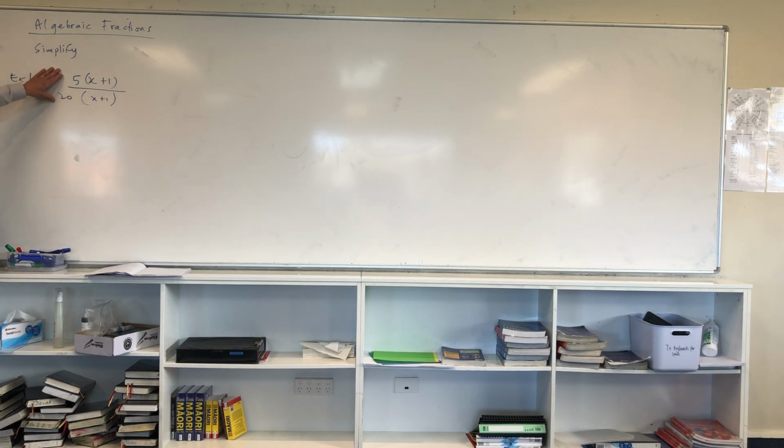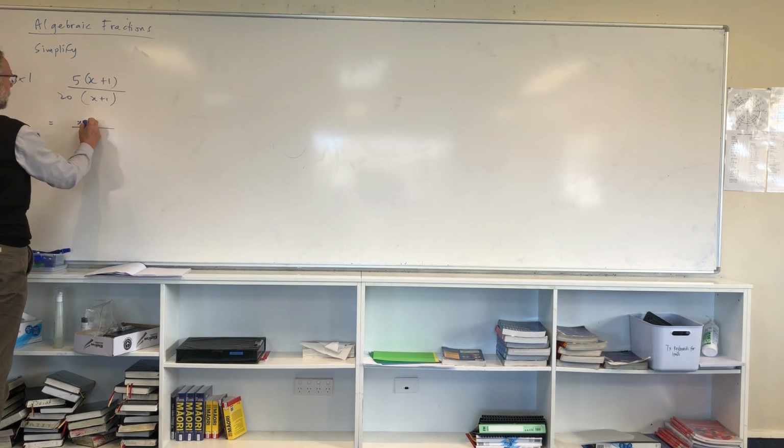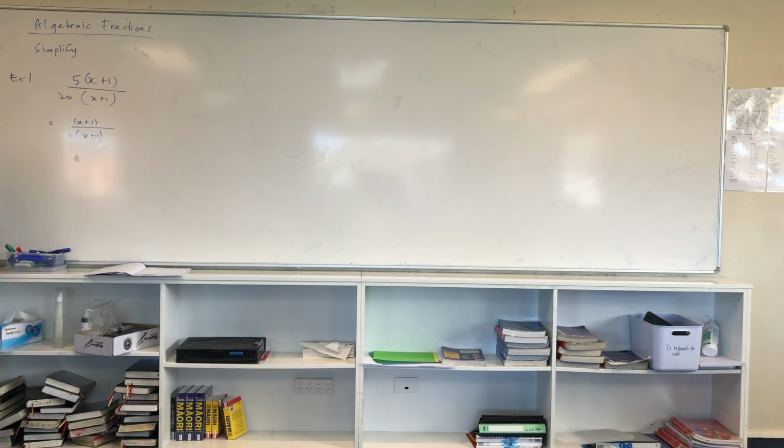The 5 and the 20, that seems obvious, doesn't it? Will the 5 and the 20 cancel out? Well, let's just do that and see what we've got left. Both of them divide by 5, which leaves me with 4. So an x plus 1 at the top, then a 4 down the bottom, and an x plus 1.